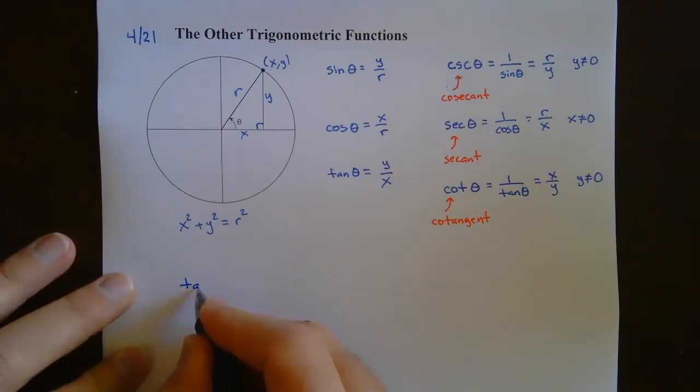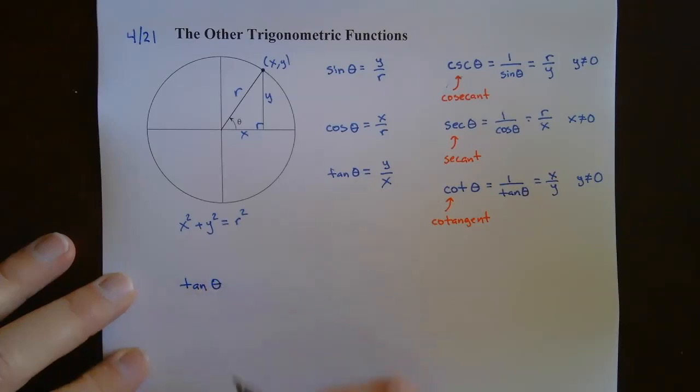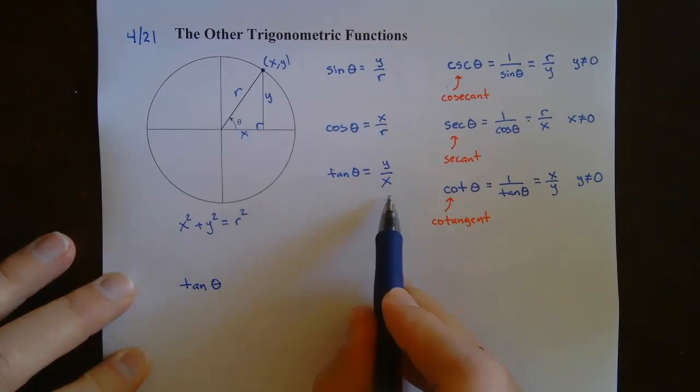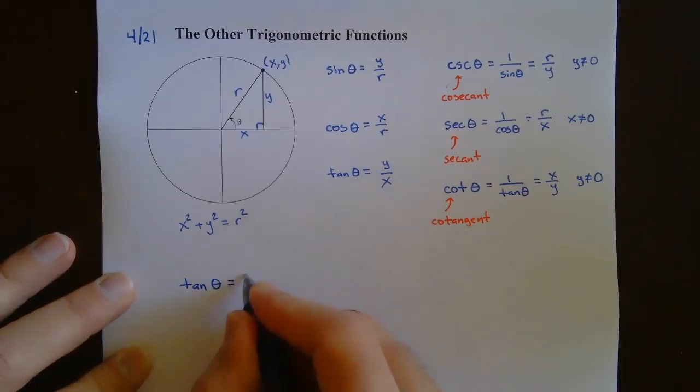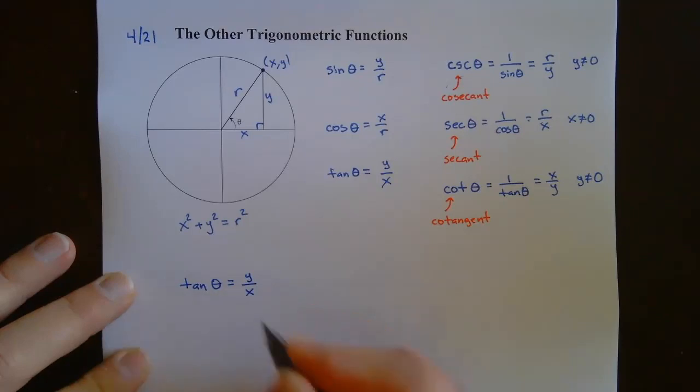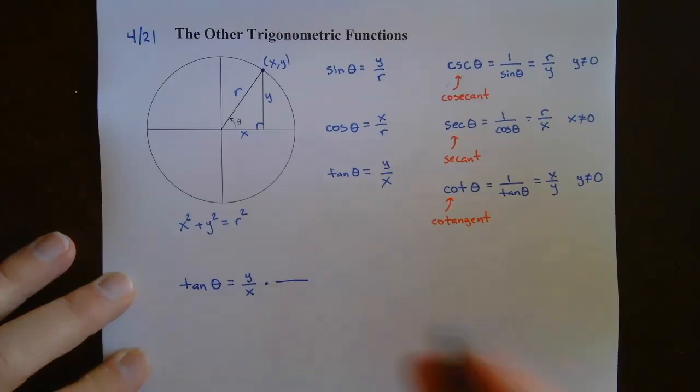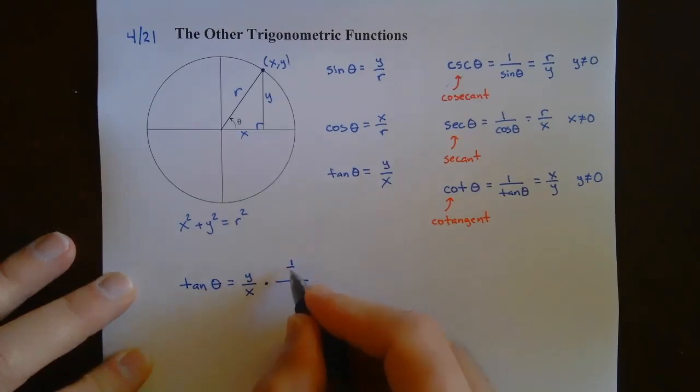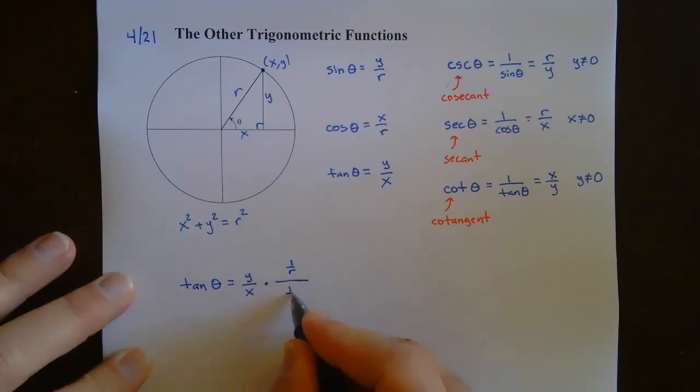So we know, and this is going to be a really useful thing that we use in the future, that tan theta is y over x. So we know this is true. Now what I'm going to do is multiply by a version of 1. If I multiply y over x by 1, that's still going to be y over x, right? But the version of 1 I'm going to use is unique. It's going to be 1 over r over 1 over r.